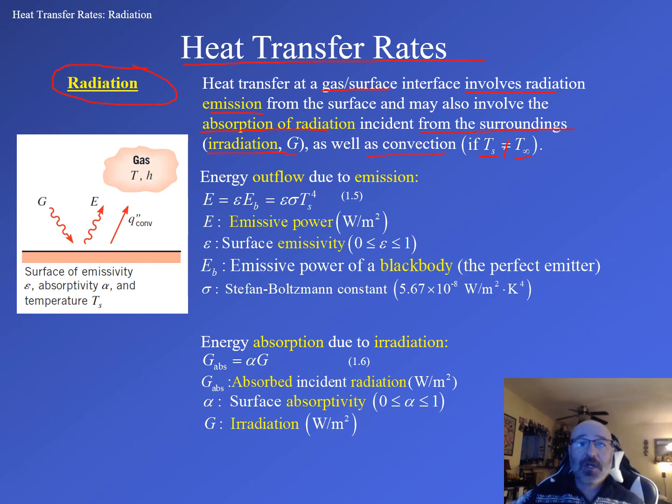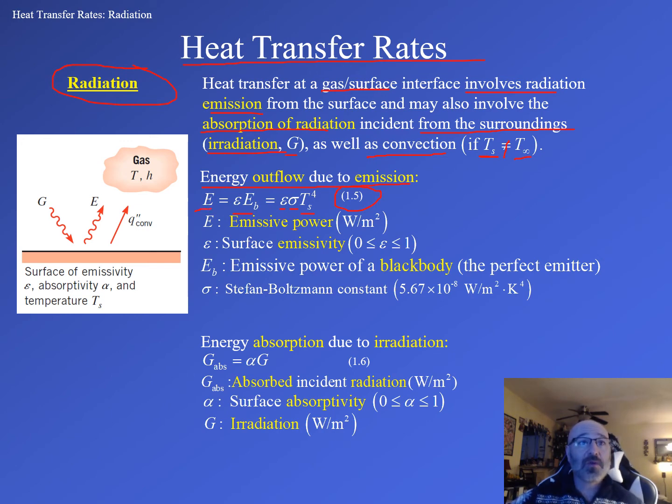So we're going to take a look at our governing equations. If we're going to discuss our outflow due to emission, we're going to reference equation 1.5 from our textbook, where E is equal to epsilon E sub B, which is equal to epsilon sigma T sub s to the fourth. So let's break this down and look at each individual component, what it means, its units, and how it relates to that governing equation.